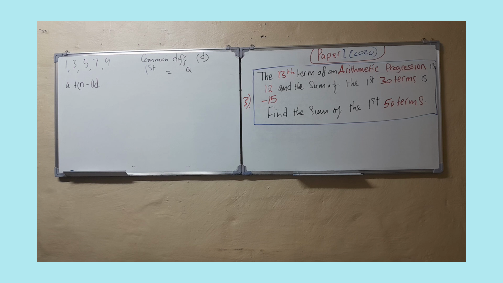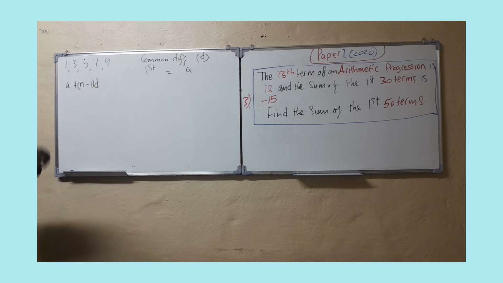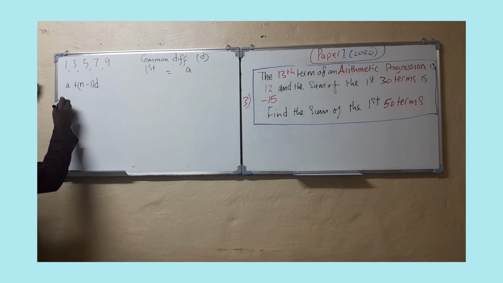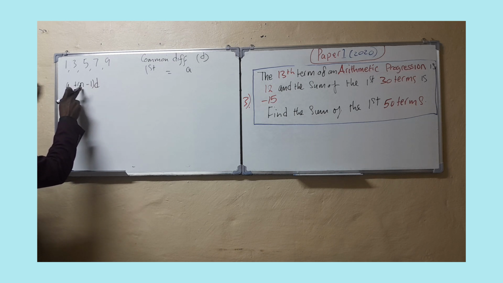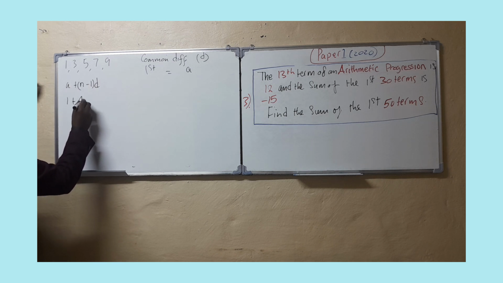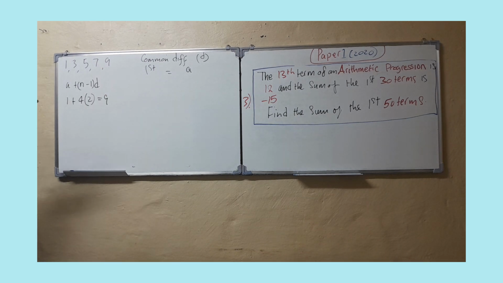Supposing we wanted in this progression to find the fifth term, then we would say, okay, the fifth term will be A, which is 1, plus our n, which is 5, minus 1, which is 4, multiplied by our common difference, which is 2. So it's 4 times 2, which is 8, plus 1, which is equal to 9, which is the 9 that you get. And so on for any other term. So you can get it by using the formula for the general term.